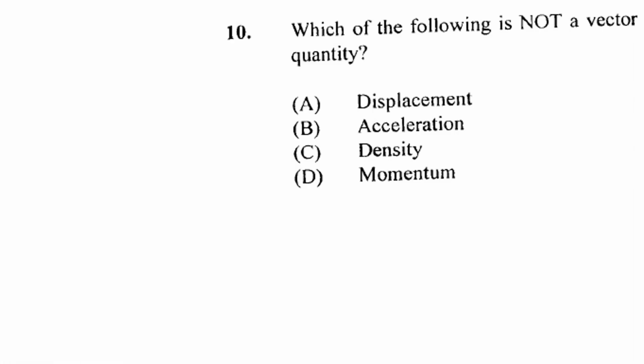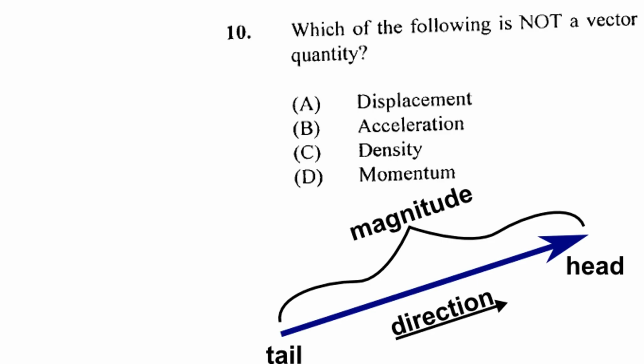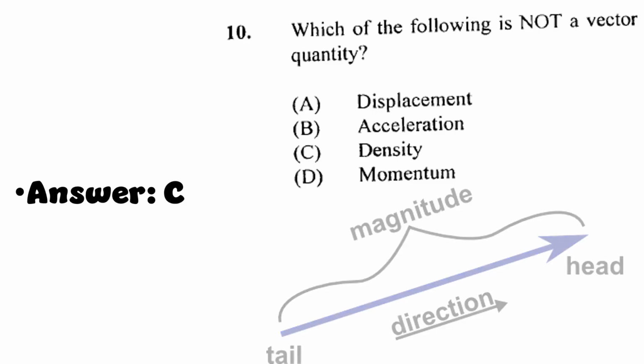Number 10. Which of the following is not a vector quantity? Displacement? Yes, that's a vector. Acceleration? Yes, that's a vector. Momentum? Yes, that's a vector. Only option C, density, is not a vector.